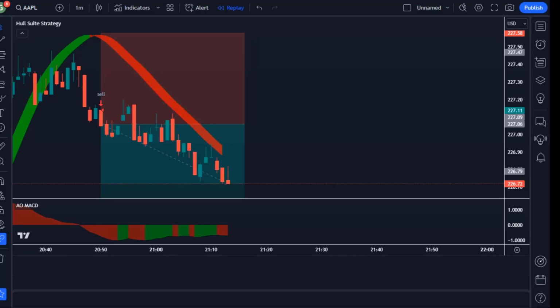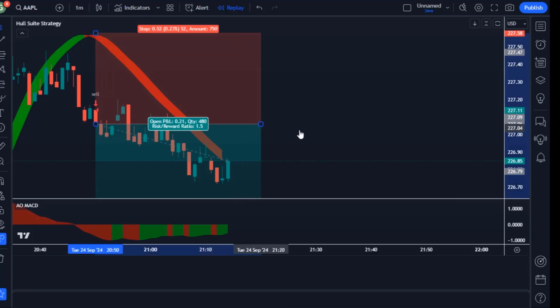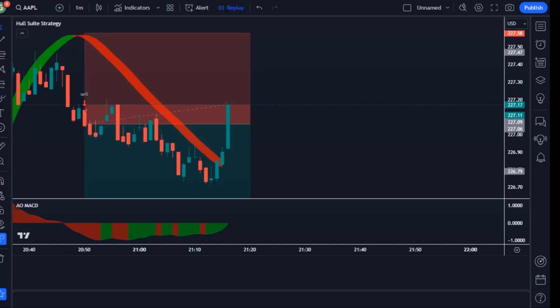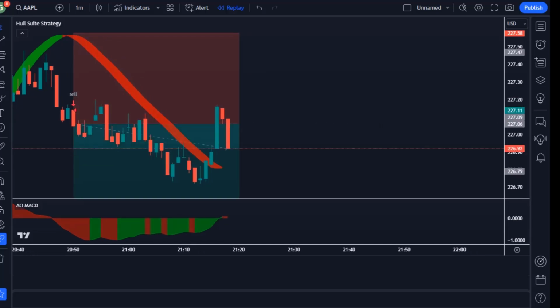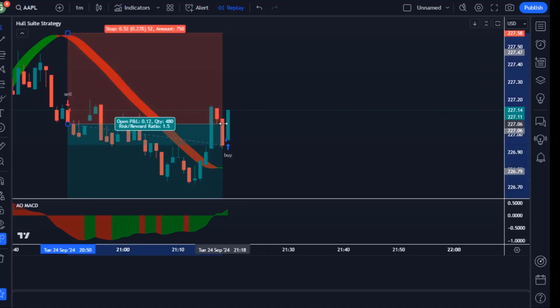Our trade is running in profit. The market has given the next signal, so we will close this trade.